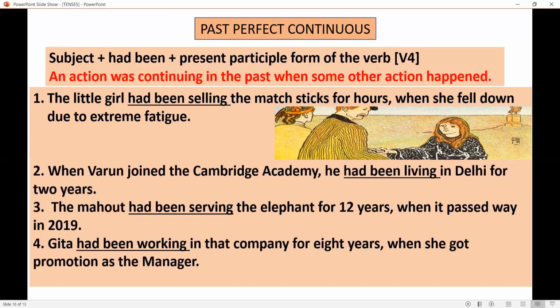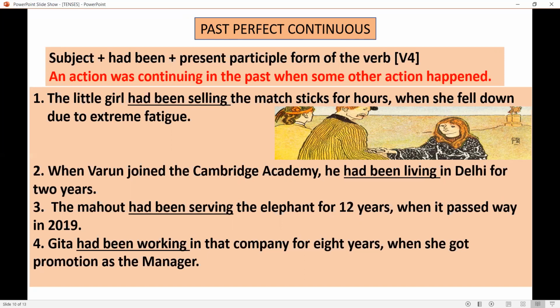Let us see the first example. The little girl had been selling the matchsticks for hours when she fell down due to extreme fatigue. So here the action was continuing in the past. That is, the action of selling the matchstick was continuing for hours. And at the end of that, she fell down due to extreme fatigue.